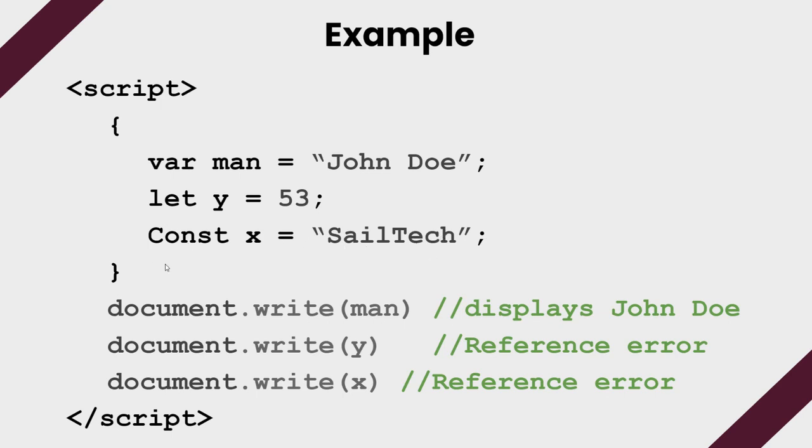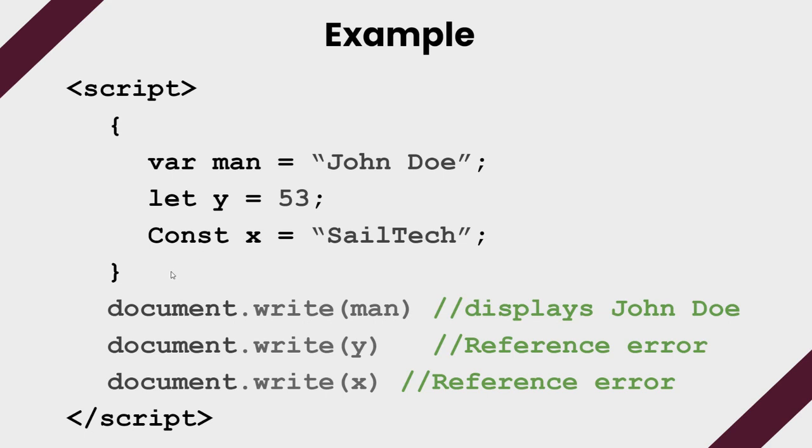Now, you can see that we've tried to print this outside this entire scope and not within the block. So, printing out the very first variable name, man, because it has been declared with the var keyword, it would actually display the name John Doe, despite the fact that it was declared within a block. But for the let and the const, you would have what we call a reference error.